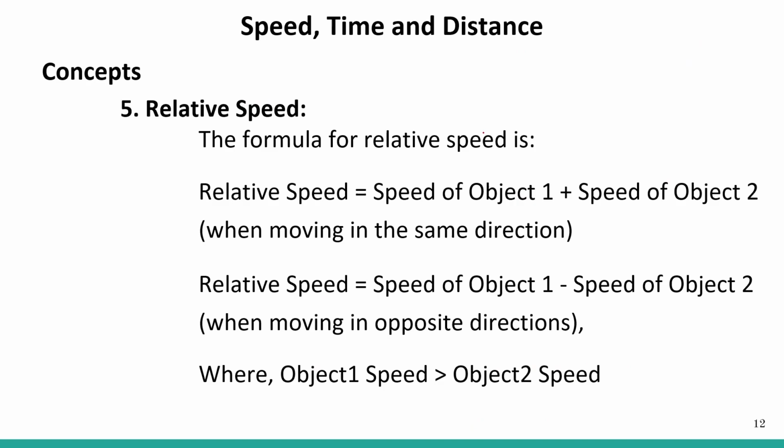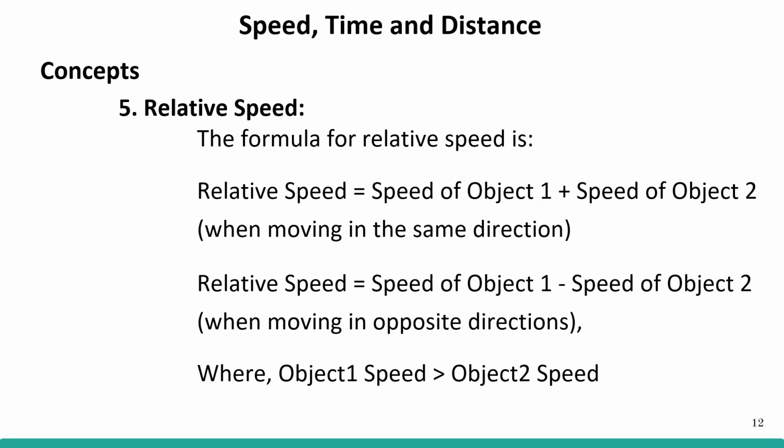So the formula for relative speed: there are two scenarios as we have discussed, either they are moving towards each other or they are moving with each other. Relative speed is equal to speed of object 1 plus speed of object 2 when they are moving in the same direction. In the opposite direction, it will be the opposite.